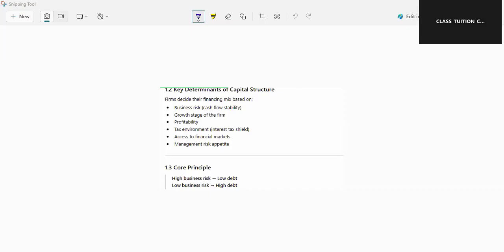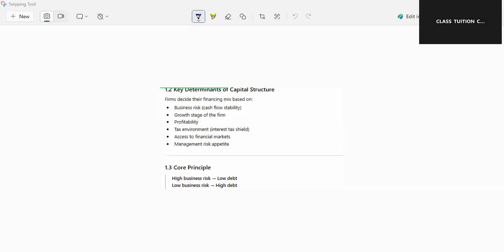Number two, the growth of the firm. Usually startups and high growth firms rely on equity due to the uncertainty. Mature firms have stable earnings, so they can take on more debt because they know they will be able to pay. The other determinant is profitability. Highly profitable firms may prefer retained earnings in terms of equity financing. If firms are less profitable, they may rely more on external financing like debt or equity.